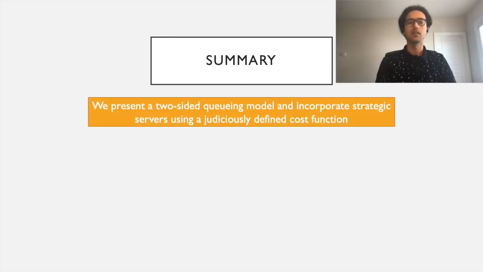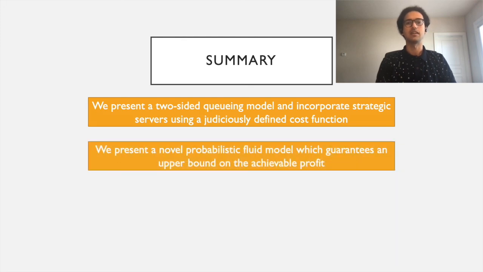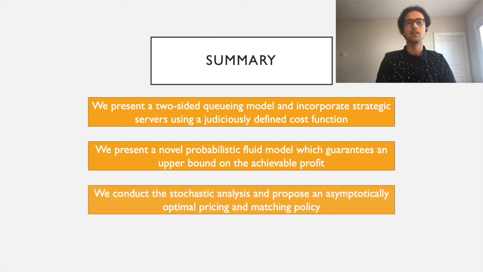To summarize, we present a two-sided queuing model incorporating strategic servers using a judiciously defined cost function. Next, we propose a novel probabilistic fluid model which provides an upper bound on the achievable net profit under any pricing and matching policy. Lastly, we present a recipe for the stochastic analysis and present an asymptotically optimal pricing and matching policy.